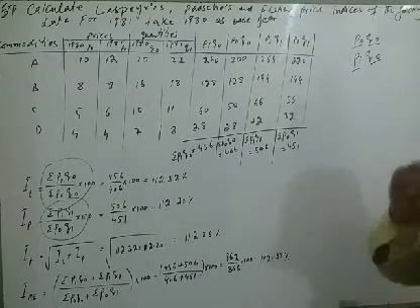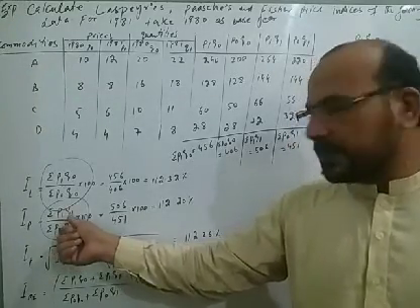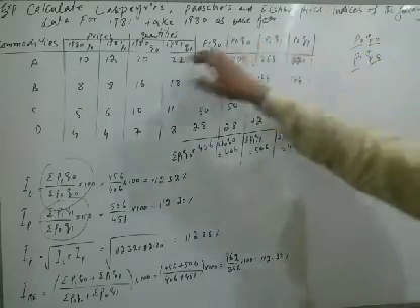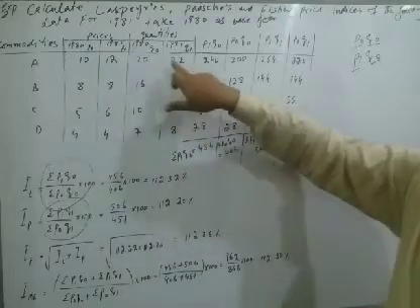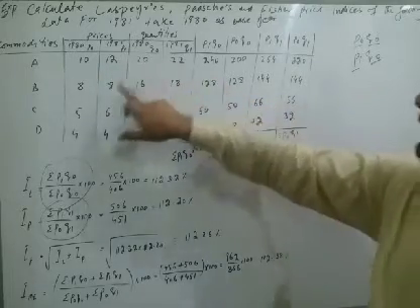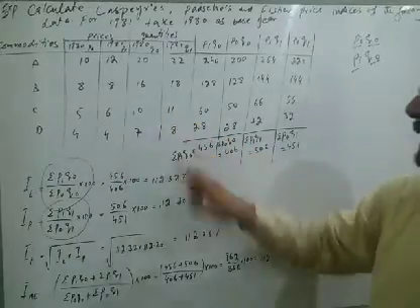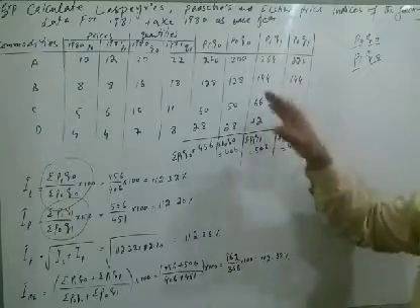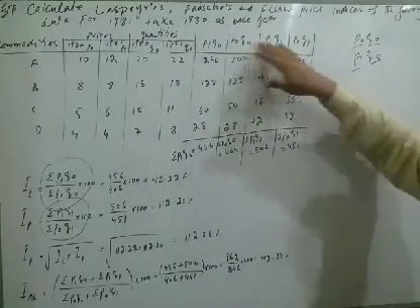After that, in the next formula for Paasche, we need P1 Q1. So what we have to do? We will multiply P1 with Q1, meaning 12 multiplied by 22, 8 multiplied by 18, 6 multiplied by 11, 4 multiplied by 8, and so on. After finding the multiplication of these numbers, you will get these four columns.